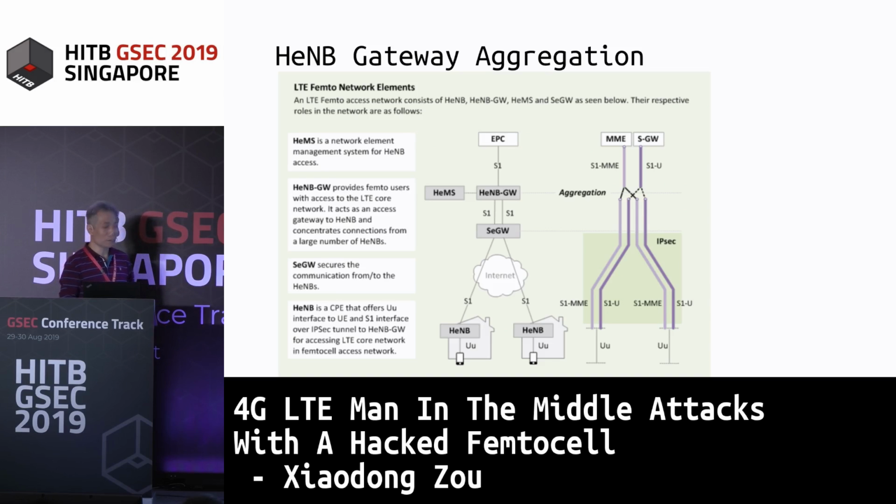So all we should do is build a very simple HeNB gateway for the aggregation. After aggregation, we can provide access for as many femtocells as you want.